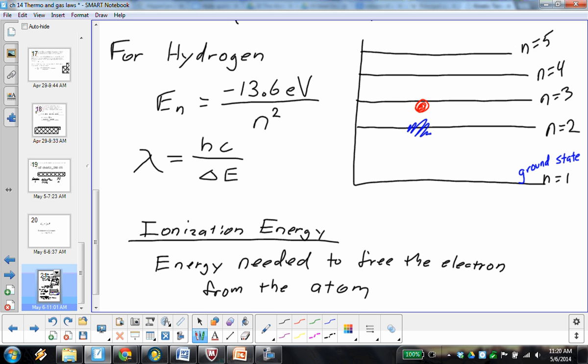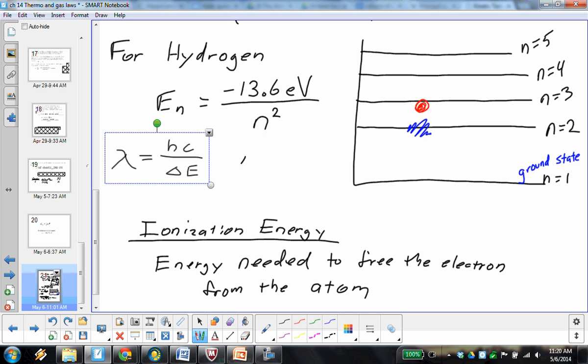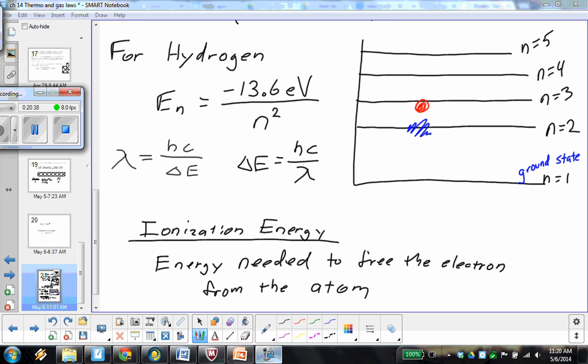Or you could express it this way, and if I'm not mistaken, on the AP test equation sheet, I believe it's expressed as the change in energy is equal to hc over wavelength. Either way is the same, right? Nonetheless, that equation is not on the equation sheet, but it will be useful to have that and to know how to derive it.